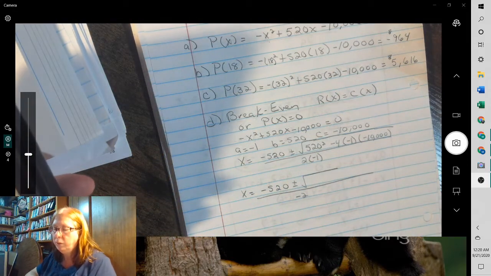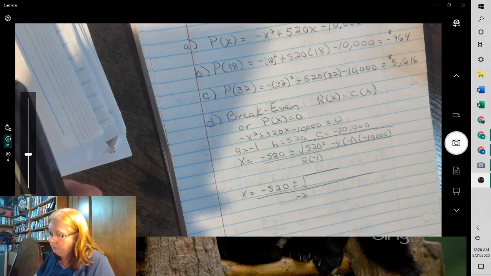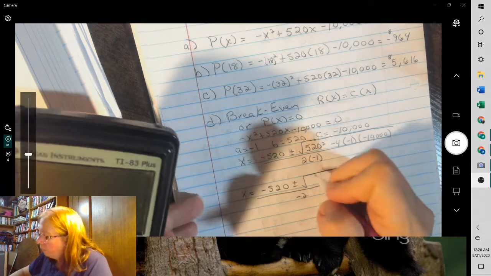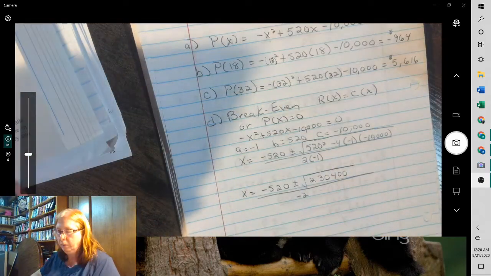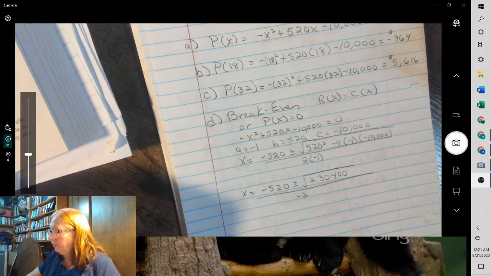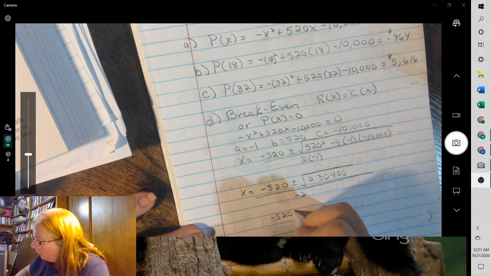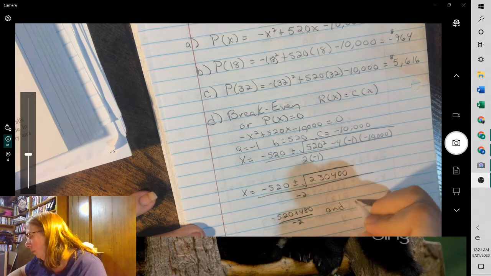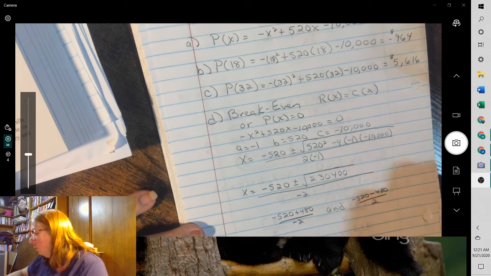So 520 squared minus 4 times a negative 1 times a negative 10,000. You get this? So let's see if it's a perfect square. Of course it is, so it's 480. The square root of this is 480. So we have negative 520 plus 480 over a negative 2, and negative 520 minus 480 over 2.